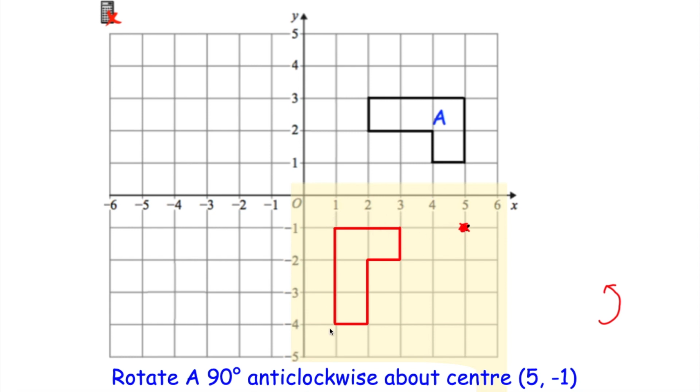We'll now draw over that shape lightly so that we leave that light indentation on the paper beneath. And then we'll remove our tracing paper and draw over those indentations. So it looks something like this. And that's it. So we've rotated shape A 90 degrees anti-clockwise about the center of rotation, 5, -1. Okay, let's have a look at our next question.